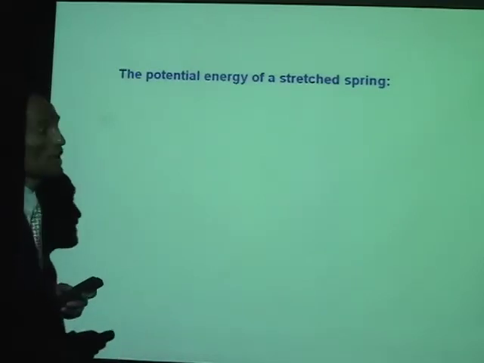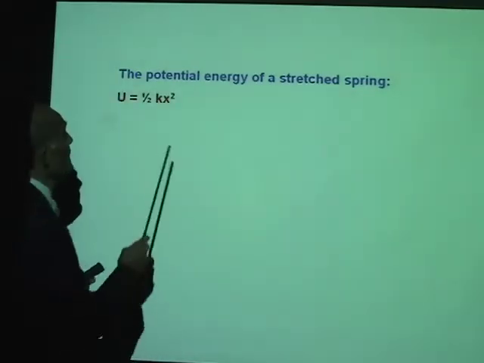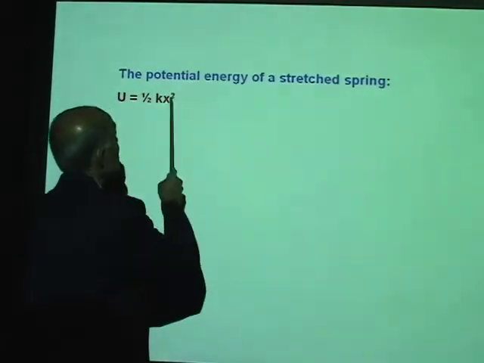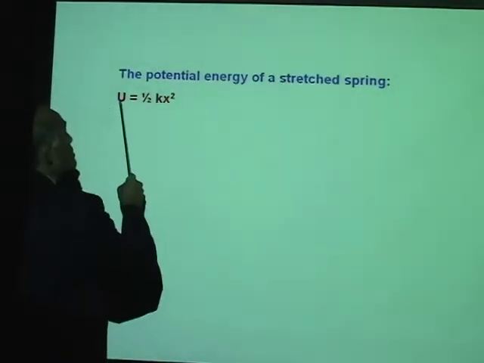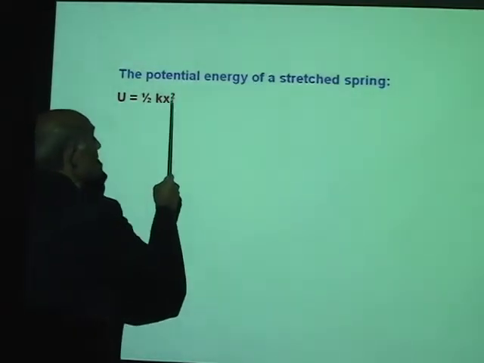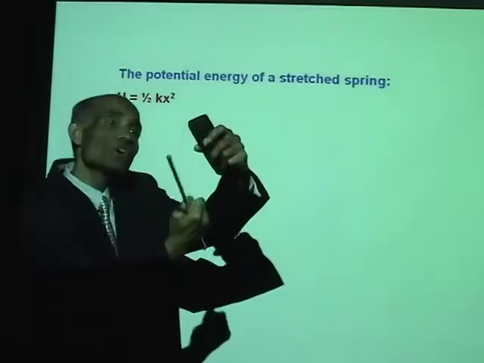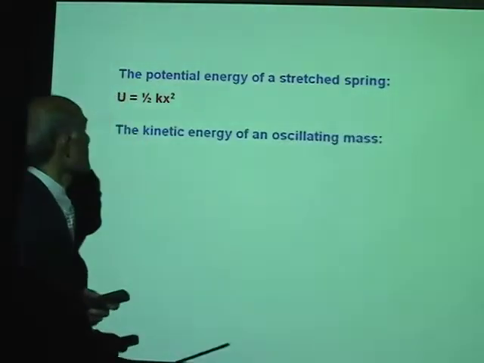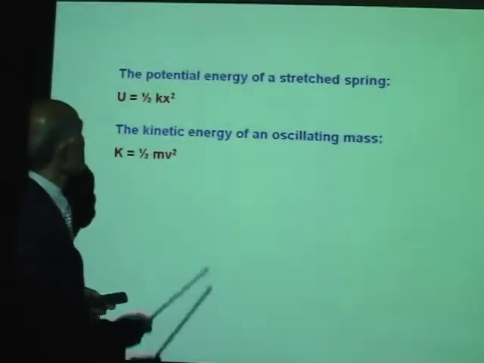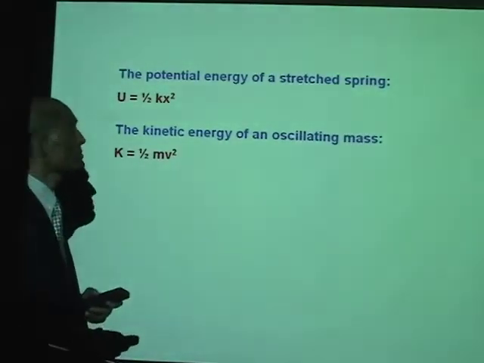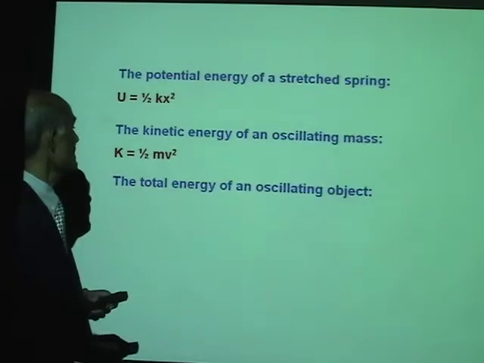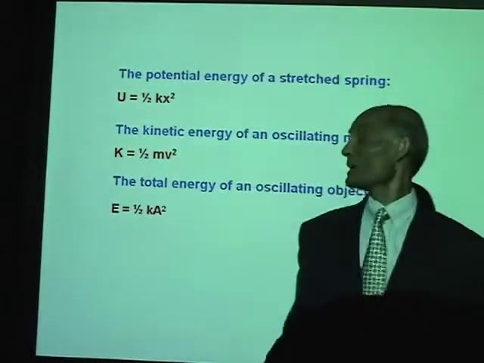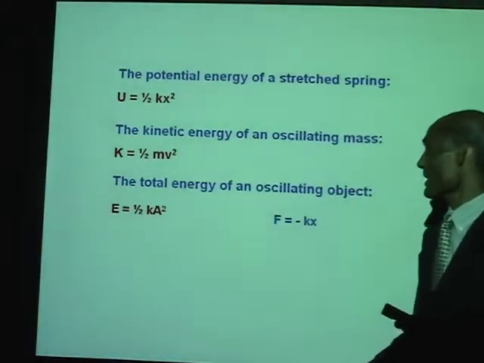How about the potential energy of a stretched spring? Now, if the stretch is horizontal, we call the displacement x. So U, potential energy, is 1/2 kx squared. And if it is a vertical displacement, we call it 1/2 ky squared. And the kinetic energy of the oscillation is K equals 1/2 mv squared. The total energy of simple harmonic oscillation is 1/2 kA squared.